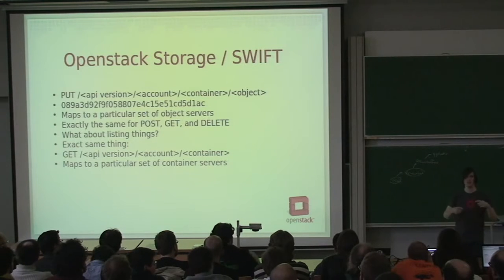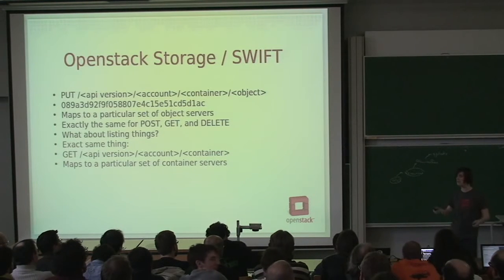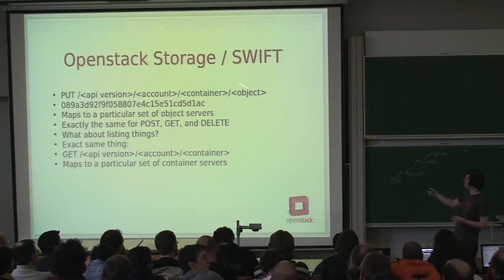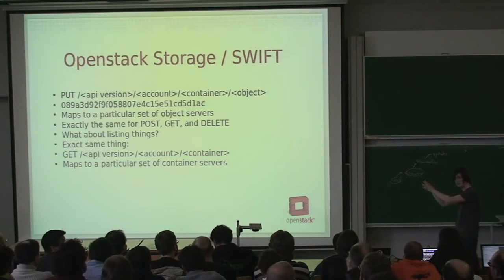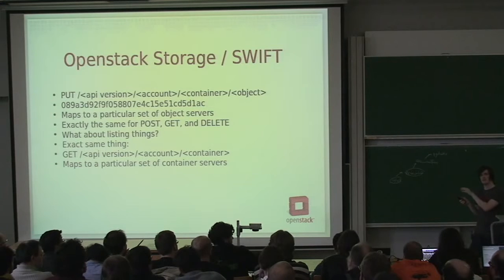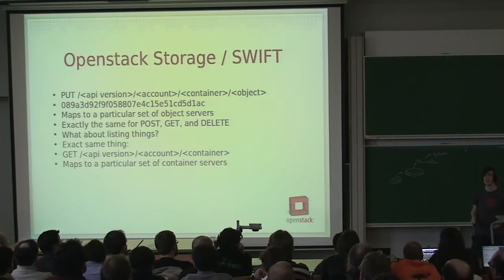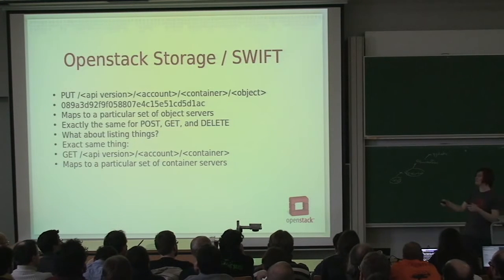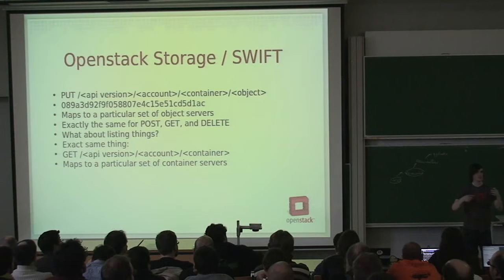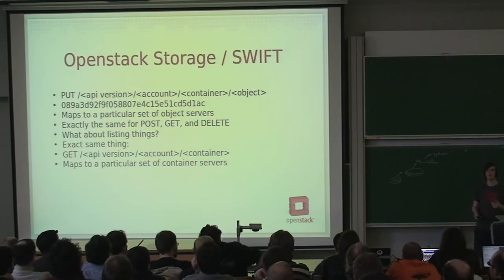Container servers are servers that do the same basic thing as the object servers that hold the actual data, but what they store instead is an SQLite database that has a list of the objects that this particular user owns, or is in this particular container, I mean. So it uses the same mechanism to distribute the state all over the place, and the same mechanism to very quickly be able to find it.